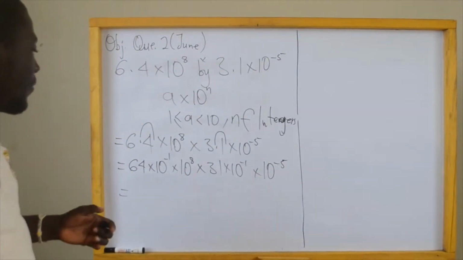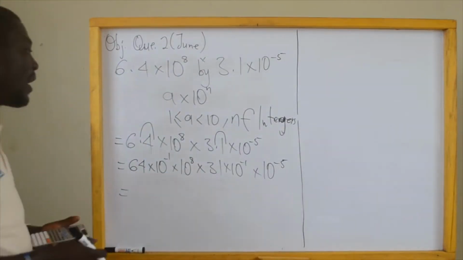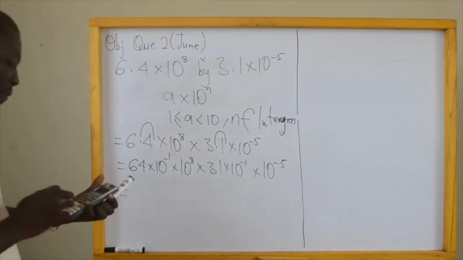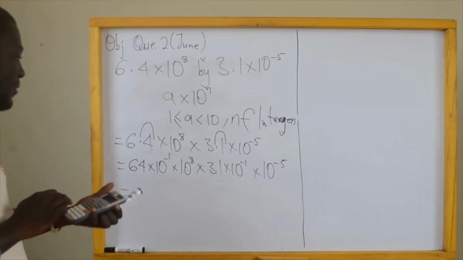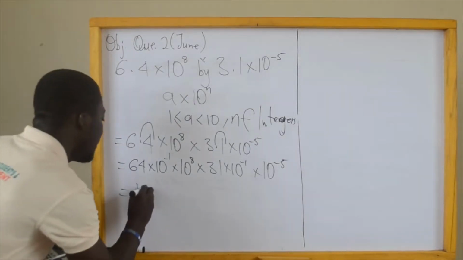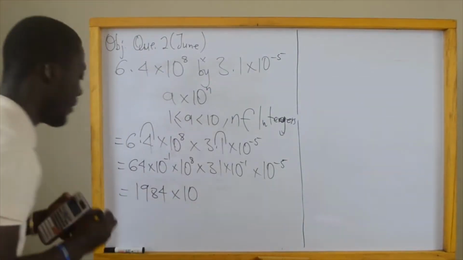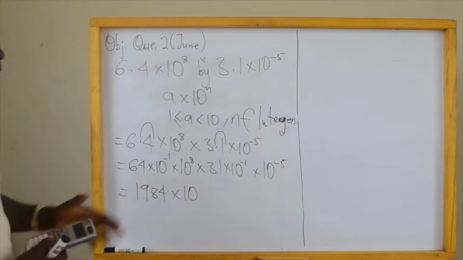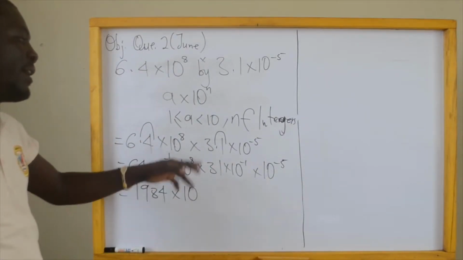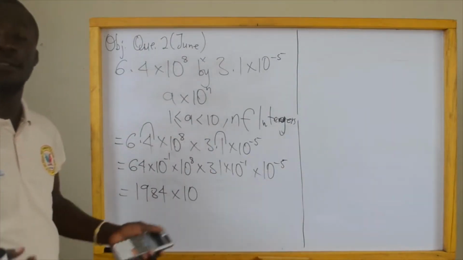The next thing we do is to multiply the whole numbers and also multiply the powers of tens. So 64 times 31 is going to give us 1984 multiplied by 10 raised to the power. We are multiplying 10 raised to the power negative 1 by 10 raised to the power 8 by 10 raised to the power negative 1 by 10 raised to the power negative 5.